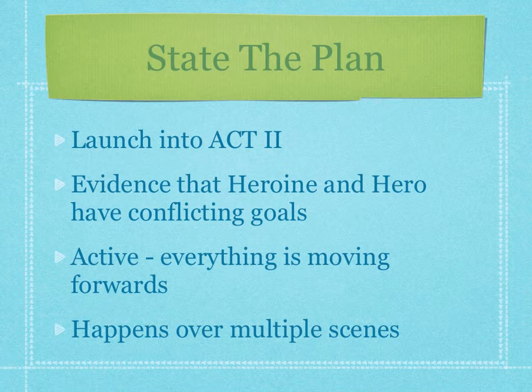So State the Plan is your launch into Act 2. So we had the plot catalyst, which is the end of Act 1. So we launch into Act 2 with State the Plan. This is where we start to see some evidence. Don't just tell us, but show us ways that the heroine and the hero have conflicting goals. Or they might have similar goals, but have conflicting agendas where they've got different ways of going about it.